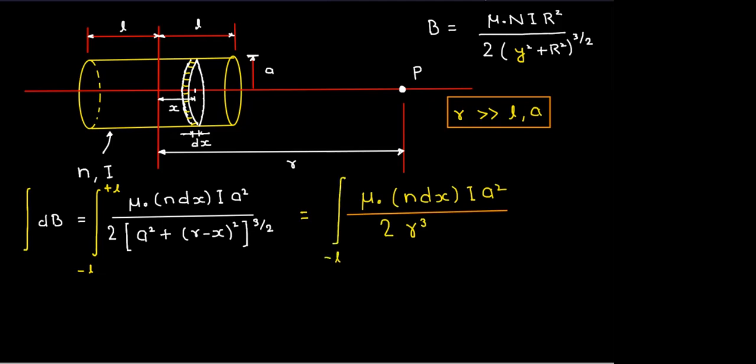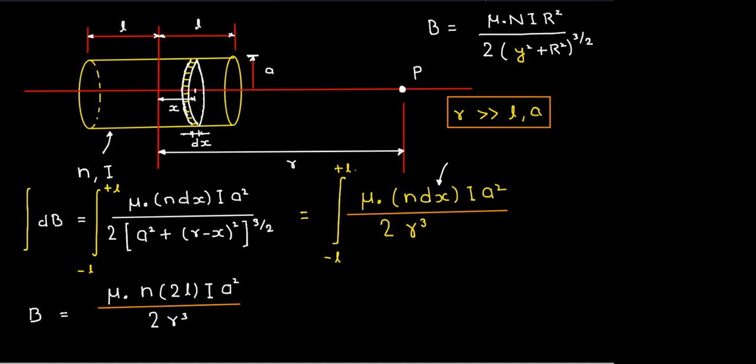Integral minus L to plus L. Okay. Now, only variable left is dx. So that you'll integrate. How much will dx become when you integrate? 2L. Right? This will be equal to mu naught N into 2L times I A square divided by 2 R cube. Now this is your magnetic field B.